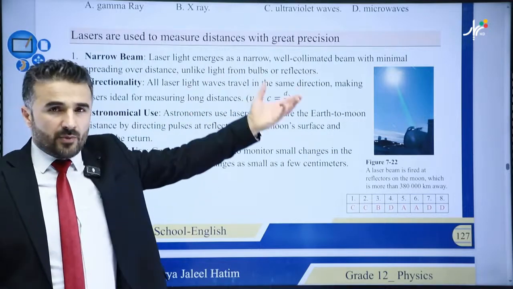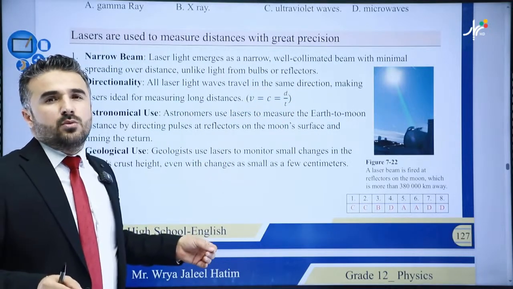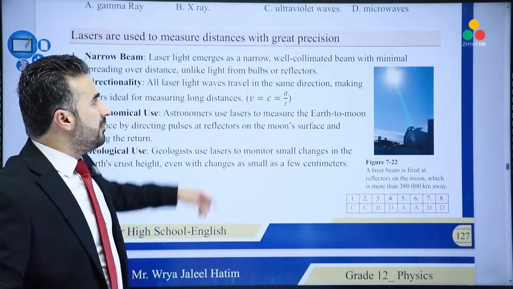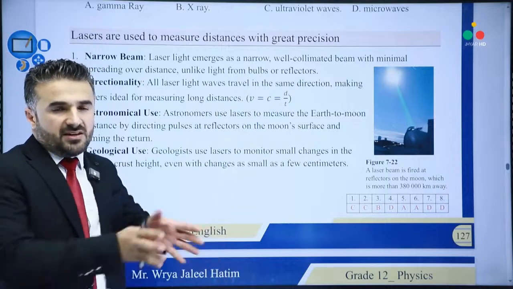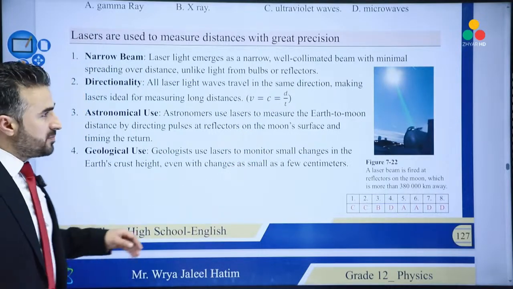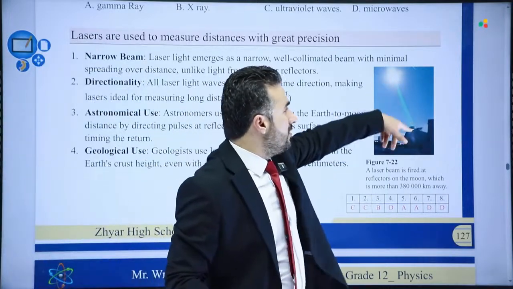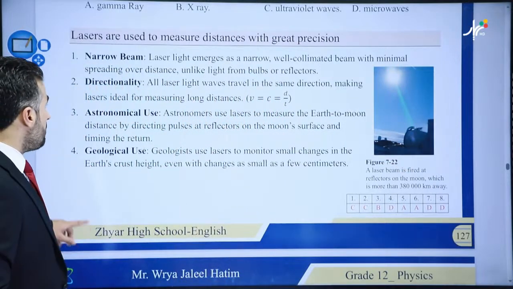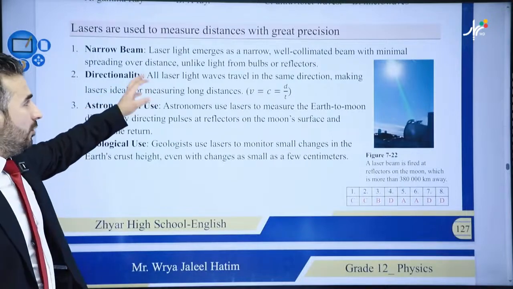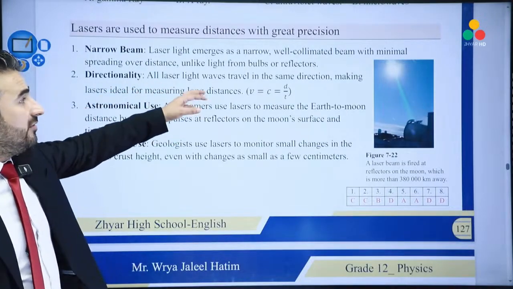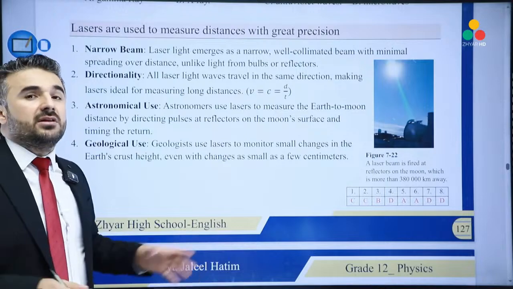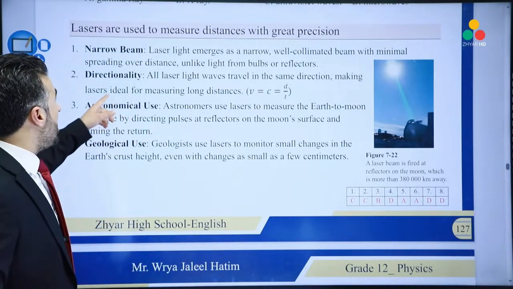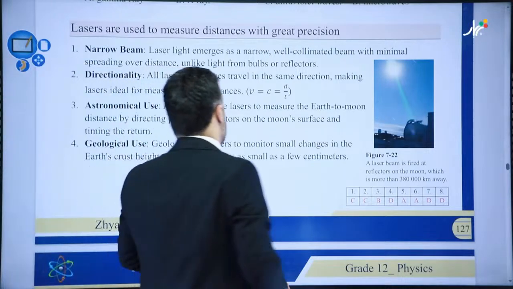They can go kilometers with spreading of maybe just millimeters. So they don't spread that much, unlike light from a bulb with reflectors, which spreads a lot. Lasers can travel so far without spreading much. What about directionality? We said that all laser light travels in the same direction. It's not like they travel in different directions. They're all coherent, traveling in the same direction, making lasers ideal for measuring long distances.